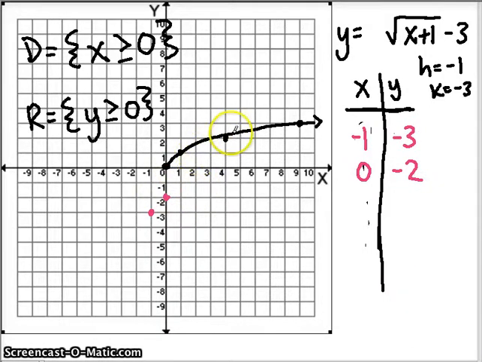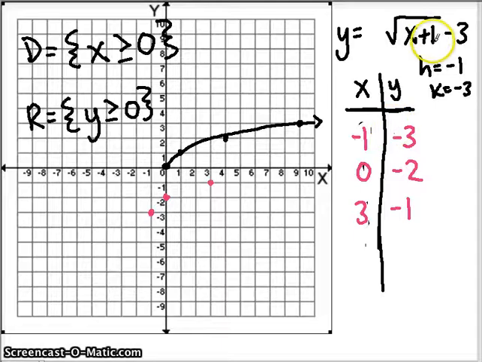Alright, let's keep shifting this point now. Left 1, down 3. 1, 2, 3. An input of 3 should give me an output of negative 1. Let's check it. 3 plus 1 is 4. Square root of 4 is 2. 2 minus 3 is negative 1.